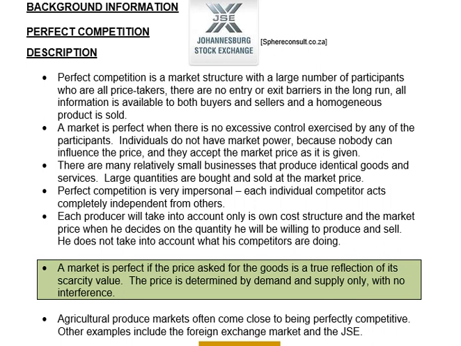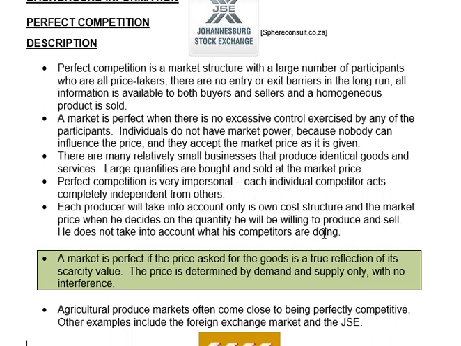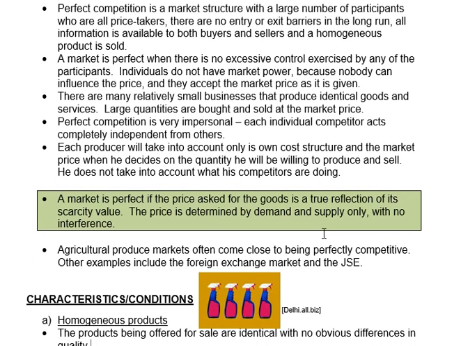Because there are so many buyers and so many sellers, large quantities are bought and sold at the given market price. The perfect market is the market structure that has the lowest prices and the largest quantities. The output level is the highest out of all the different market structures. Each individual producer will only take into account his own cost structure and then the market price that he has no influence over.